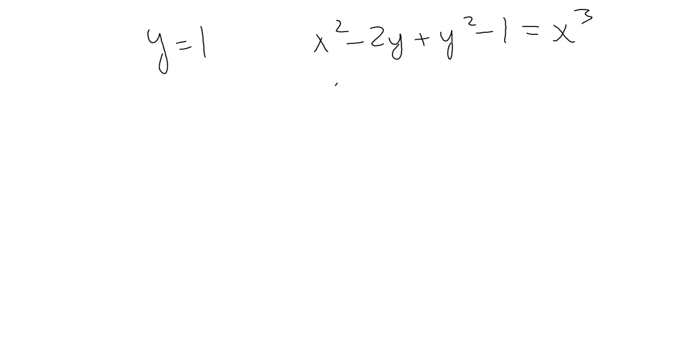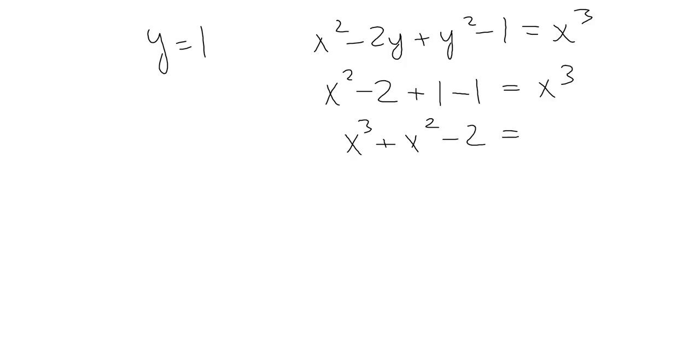So we knew that it was y equals 1, but then we need to plug that into our original equation, which was x squared minus 2y plus y squared minus 1 equals x cubed, giving us x squared minus 2 plus 1 minus 1 equals x cubed, or x cubed plus x squared minus 2 is equal to 0.